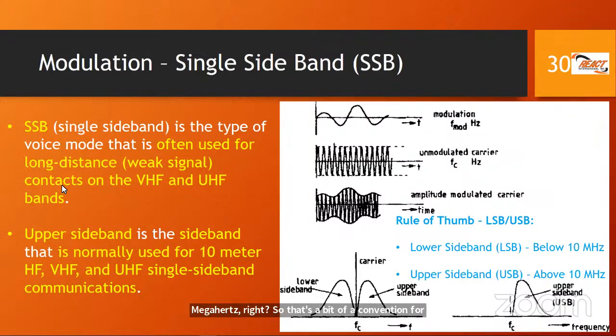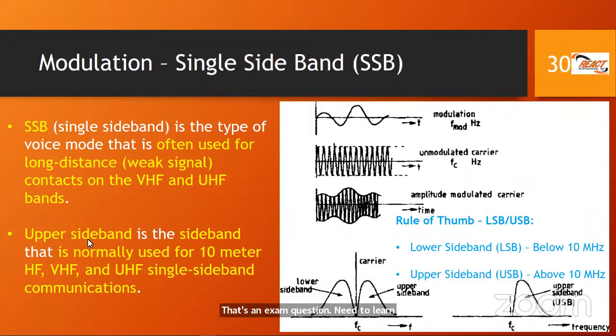But for the exam, we need to know that single sideband is often used for long distance weak signal contacts on VHF and UHF bands, right? So on VHF and UHF, when we're doing long distance contacts, we will use single sideband as opposed to, let's say, FM and so on. So SSB is used for long distance or weak signal contacts on VHF and UHF bands. That's an exam question you need to learn.